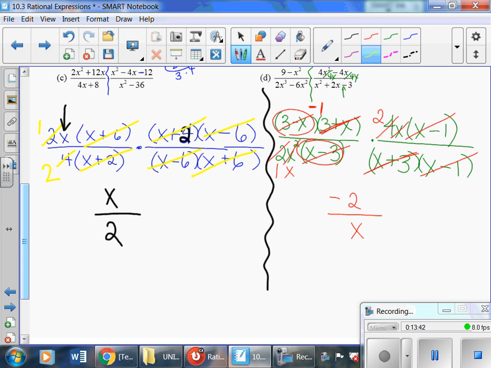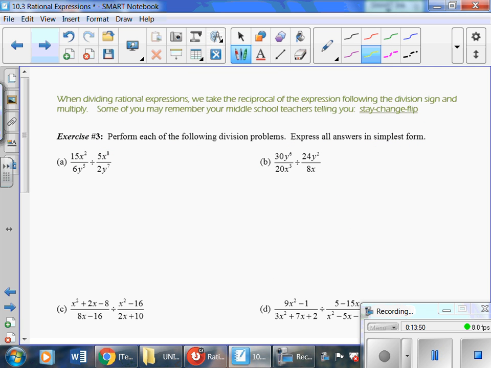So division, we're going to move on to exercise number 3 now. Division is almost the same exact process, except if you remember from middle school, sometimes you remember your teachers telling you say, change, flip when we talked about dividing fractions. So what they meant by that is the first one stays the same. The sign changes to multiplication, and the second one flips. 2y to the 7th over 5x to the 8th.